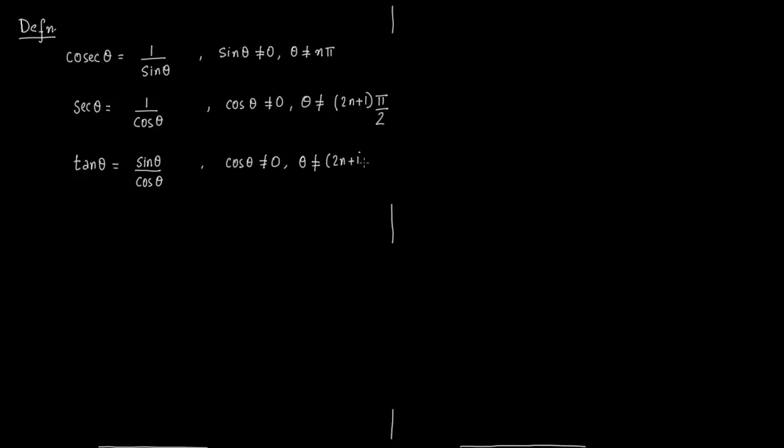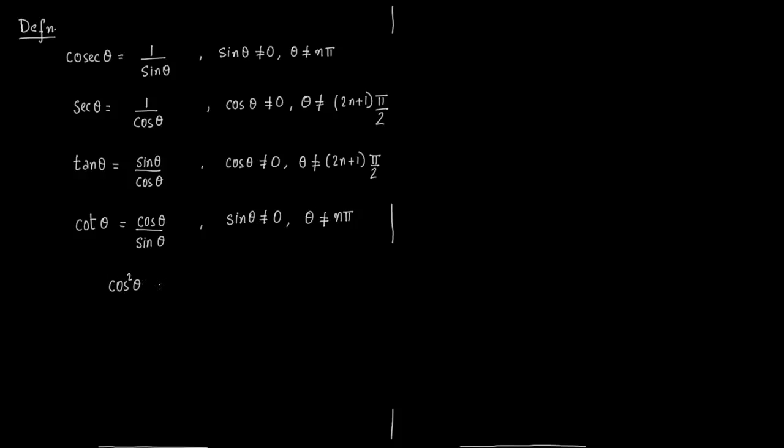Now we talk about cotangent theta, which is just inverting the fraction in tangent theta. So we have cosine theta divided by sine theta, or cos theta by sine theta. Again, the denominator is sine theta, so sine theta cannot be 0. That means theta is not equal to n pi, where n is an integer. Again, if sine theta is 0, you say cotangent theta, or cot theta, is not defined at that particular angle theta.